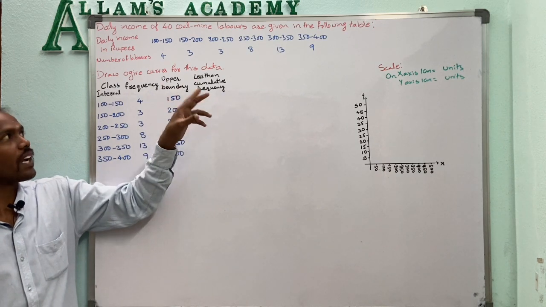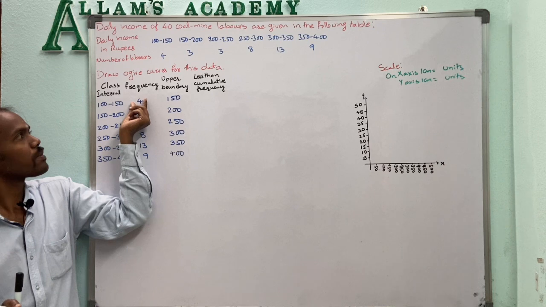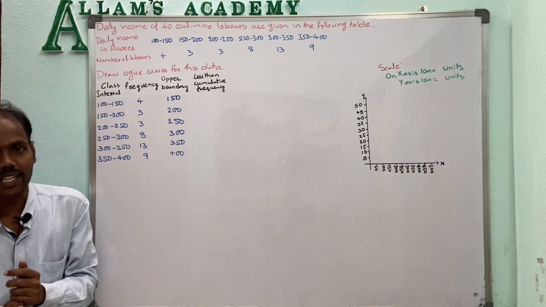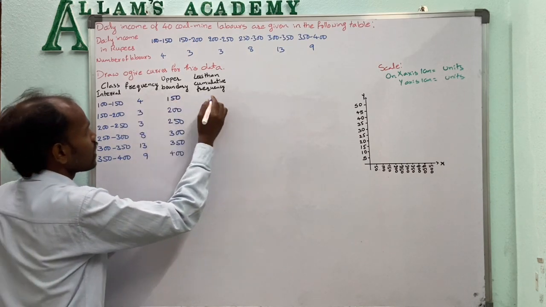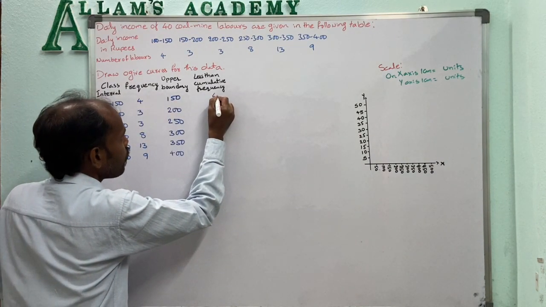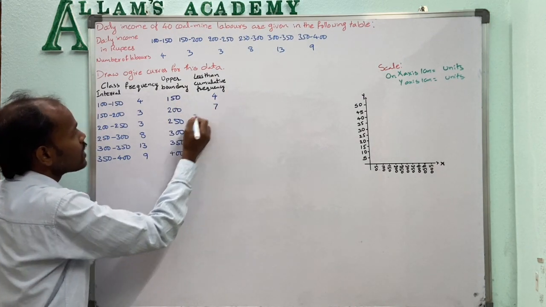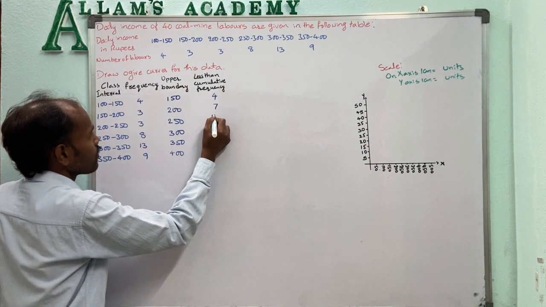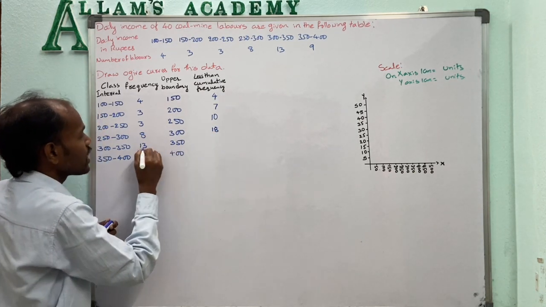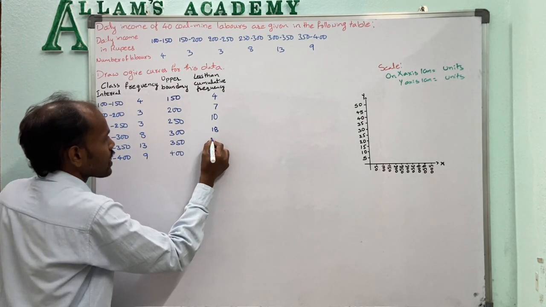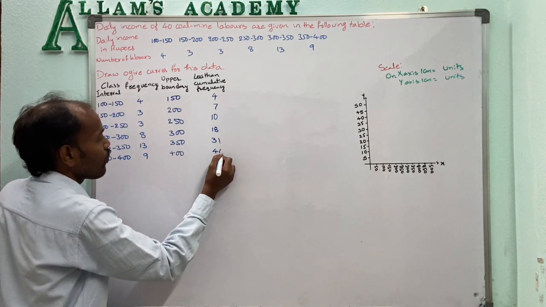So for that, finding the less than cumulative frequency, from the top we have to add the frequencies. The first one is 4, and the second one, 4 plus 3 is nothing but 7, 7 plus 3 is 10, 10 plus 8 is 18, 18 plus 13 is nothing but 31, 31 plus 9 is equal to 40.